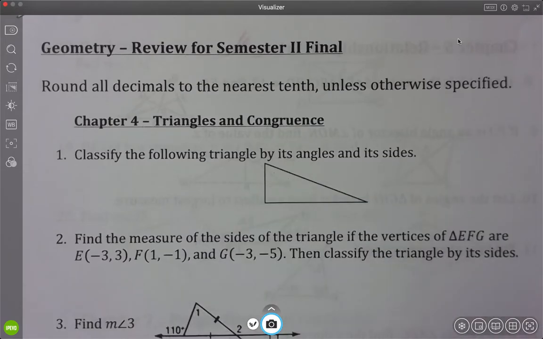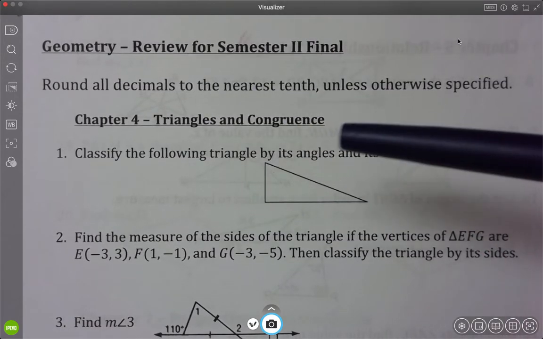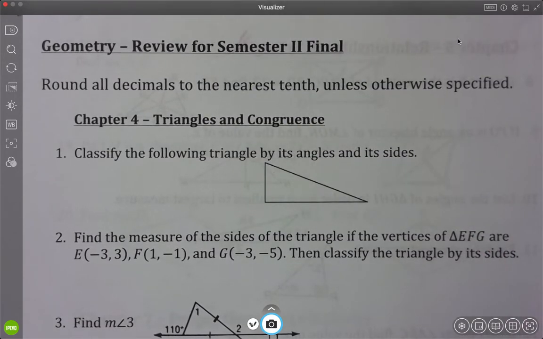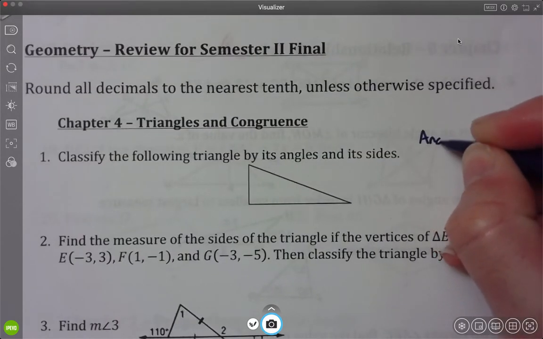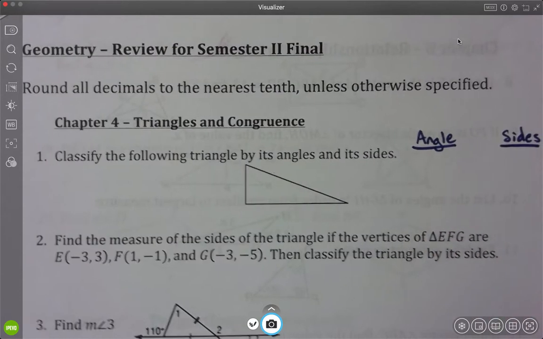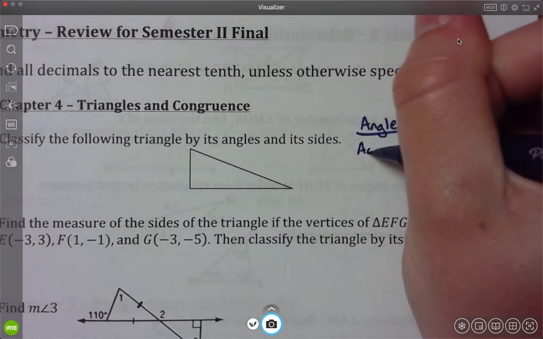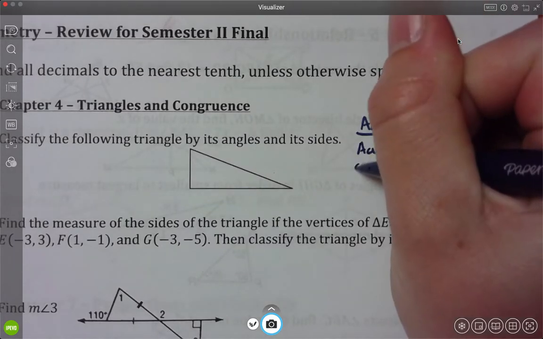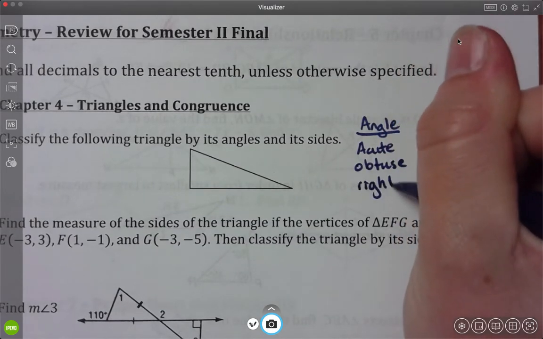So number one, this is all from chapter 4, which is talking about triangles. It's kind of the introduction to triangles. Number one says classify the following triangle by its angles and sides. Okay, so let's talk about angle classifications and classifying a triangle by its sides. Okay, so angle classifications. An angle can be acute, it can be obtuse, or it can be a right triangle.